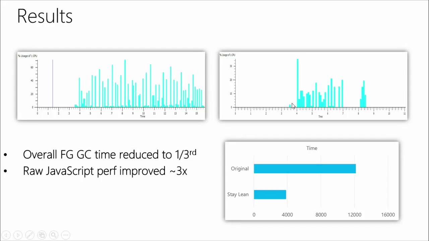And this is a benchmark. Again, it's our benchmark. And we look at that and we see the overall foreground garbage collection time reduced to 1/3, and the raw JavaScript performance improved by 3 times. So that's another piece of data. We actually use a performance analyzer. So this is pretty good. So staying lean in general is working. It's in the good direction we want it to be, right? It has less garbage collection.